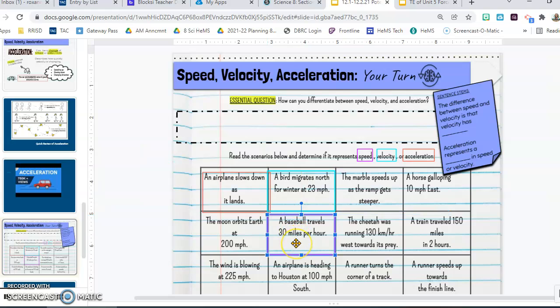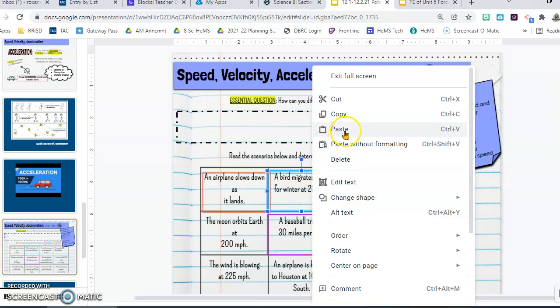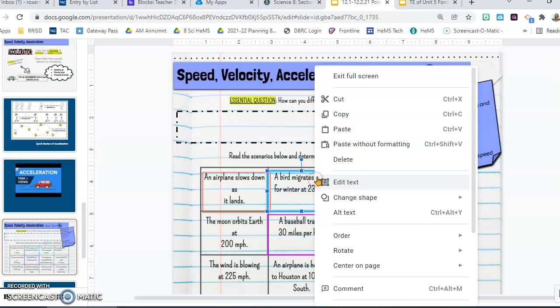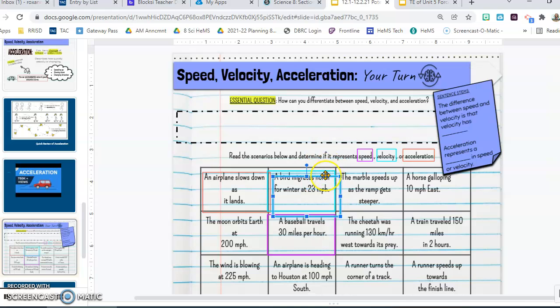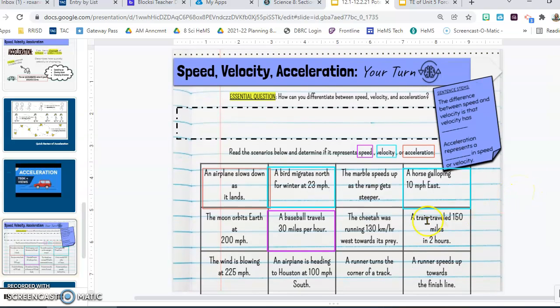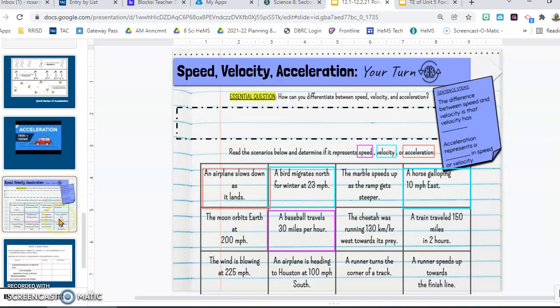As we're doing this, you're going to look at each and make a determination. A horse galloping 10 miles per hour east. That's speed, but there's a direction, so velocity. I'm going to click on that, copy it, right click on it again, hit paste, and drag this over. I want you to do your best and try these. You've got 9 here. You can just click and drag those color boxes and you're set to go.